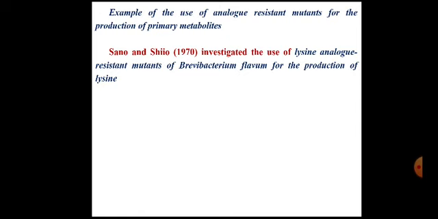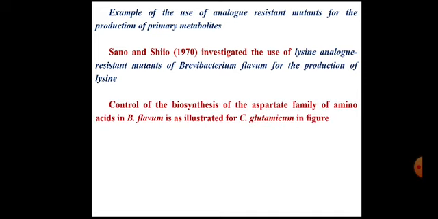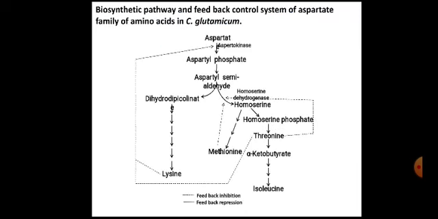In order to understand the mechanism of how a lysine analog resistant mutant could be an overproducer of lysine, we need to go back to the biochemical pathway that we have already studied. Lysine belongs to the aspartate family, and the biochemical pathway that we studied in Corynebacterium glutamicum in the first type of modification exists in the same way in Brevibacterium flavum. So the control of biosynthesis is similar in Brevibacterium flavum, although the title is different.